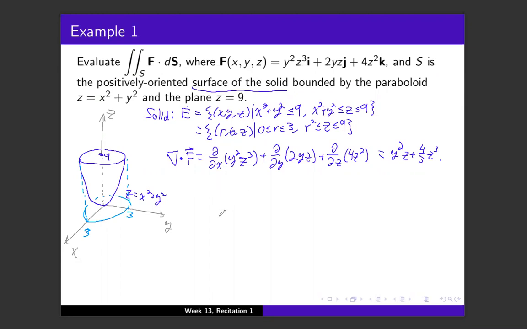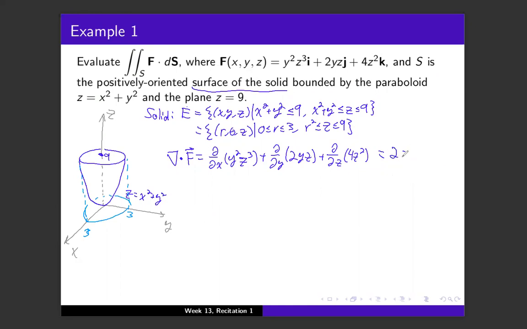Okay, so now we know what the divergence is and we know what our solid is. So now we can hit this thing with the divergence theorem: the triple integral over this region E of y squared z plus 4/3 z cubed. That's the divergence of this vector field, right? No, it's not. Oh boy, I'm starting off strong today. I anti-differentiated instead of differentiated. Usually the mistake is to go in the opposite direction. Oh boy, off to a good start today.